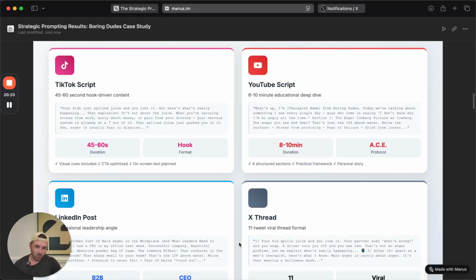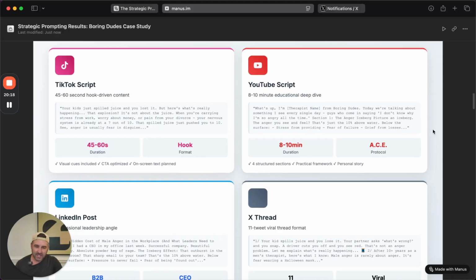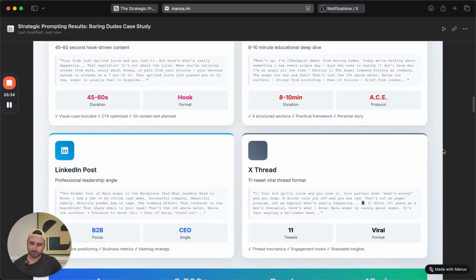So here in section 1, you can see we have the anger iceberg. Picture an iceberg. That anger you see and feel, that's just 10% above the water. Below the surface: stress from providing, fear of failure, grief from losses. So this is super actionable, super relevant, and it goes through a specific protocol that gives people an actionable takeaway or payoff from the content that they're creating.